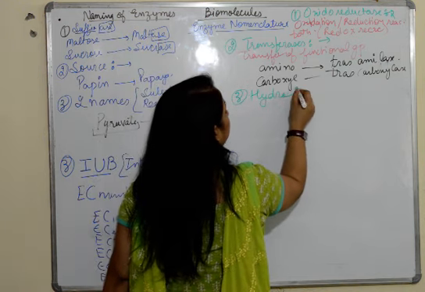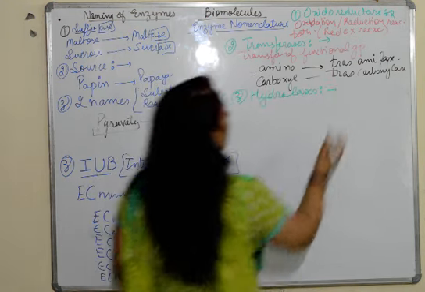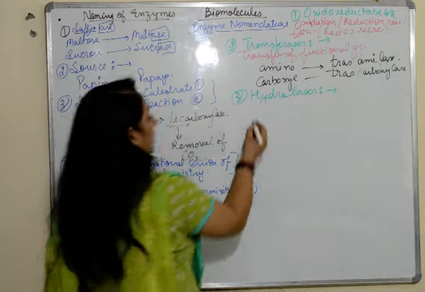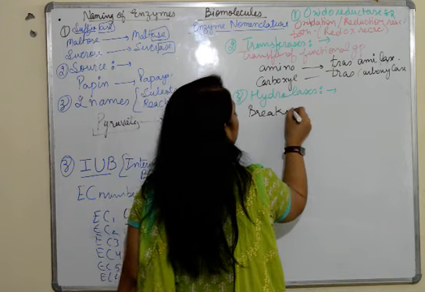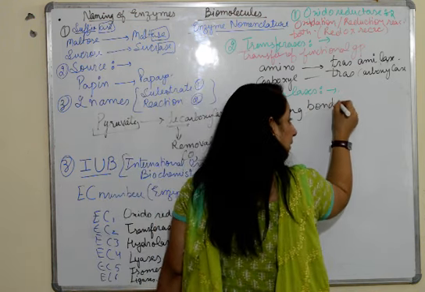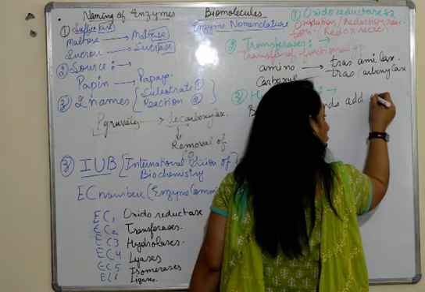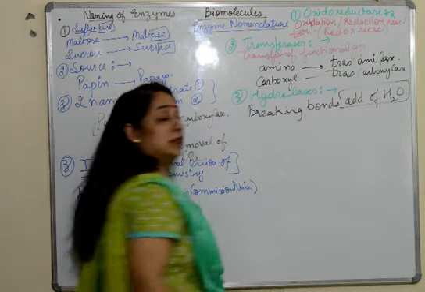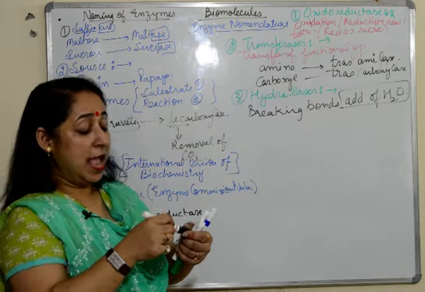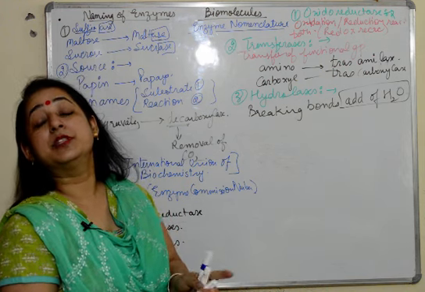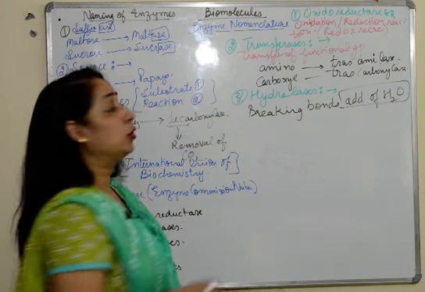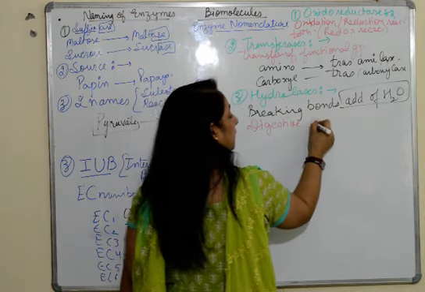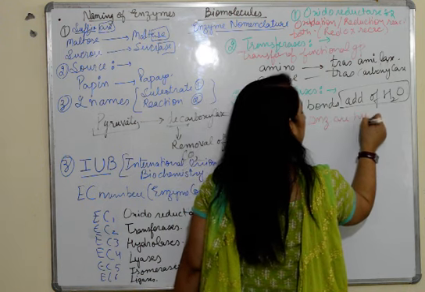hydrolases. Now, hydrolases are the enzymes which are responsible for breaking of bonds. They help in breaking bonds, but by addition of water. Very, very important. By addition of water. They just break the bonds by addition of water. The category of enzymes which we categorize under hydrolases are digestive enzymes. All the digestive enzymes are hydrolases.